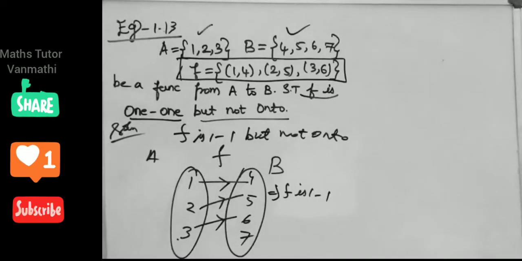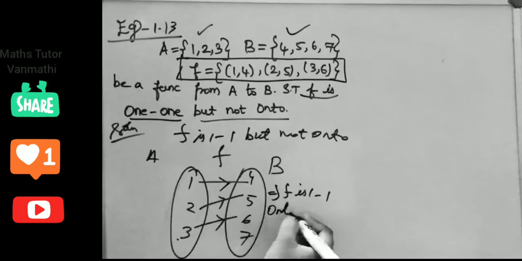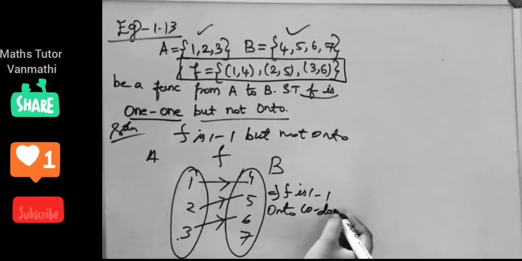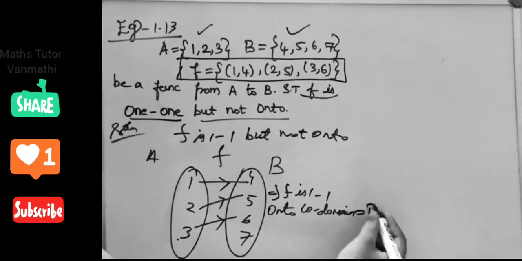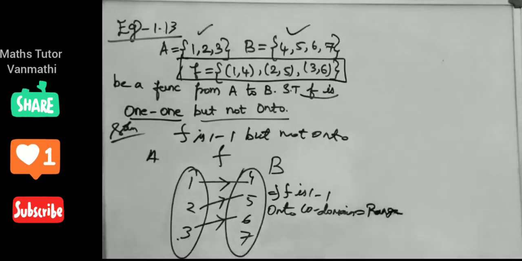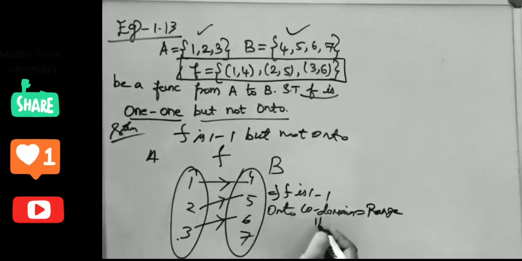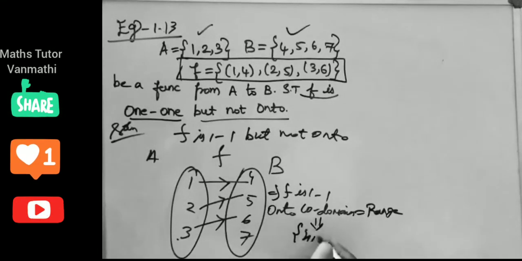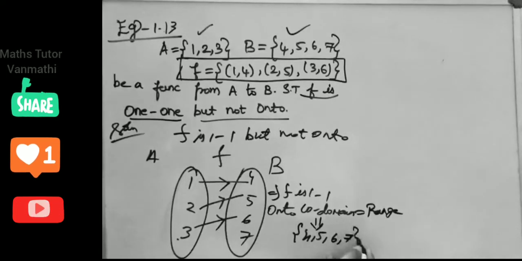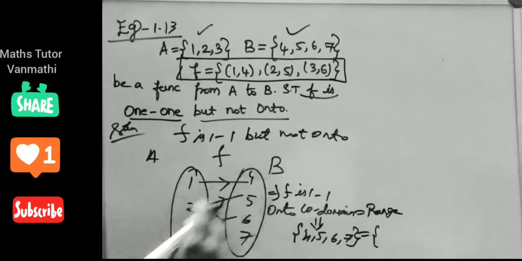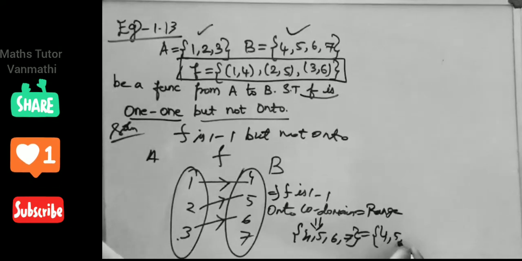And you see in that, the codomain. For the onto condition we need codomain equal to range. Clear? But here the codomain is your B value, that is 4, 5, 6 and 7, and the range is only the mapping elements, that is 4, 5 and 6. Up to this you are clear?